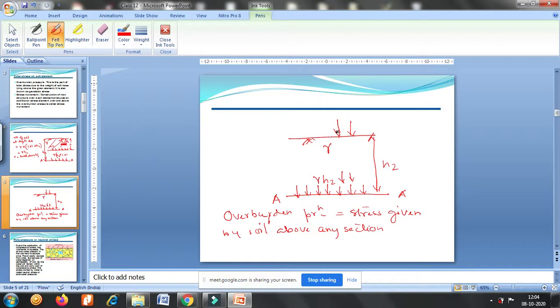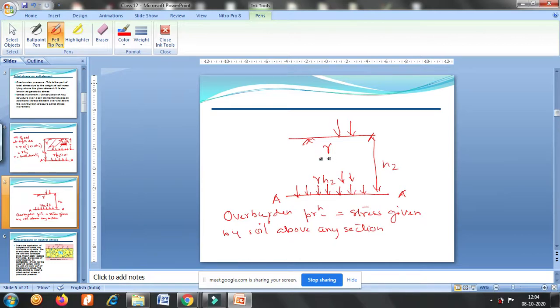Only the soil weight is taken into consideration. But in the case of stress increment, if we place a footing, or apply any additional load at the ground surface, then the stress due to that at level AA is called the stress increment. So there is a basic difference. In one case we do not consider any external load, we consider only the weight of the soil above any section, that is the overburden pressure.